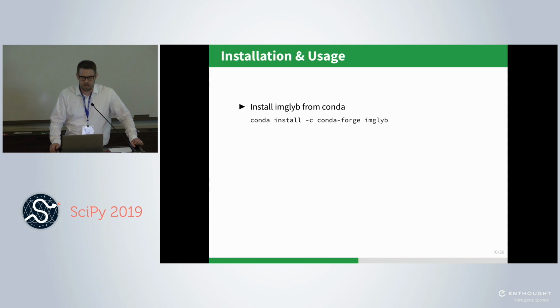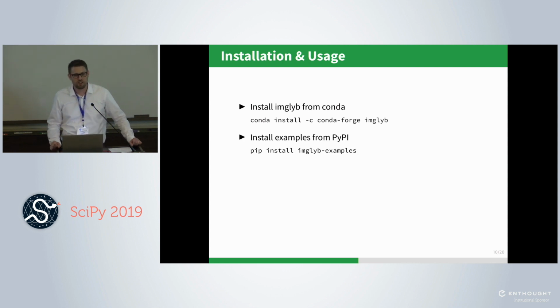I added ImageLab and the dependency PyGenius to Conda Forge to make sure that it's always going to be up to date and available in the future. And all you need to do is run conda install for ImageLab. Then there's examples that you can install from the Python package index through pip.